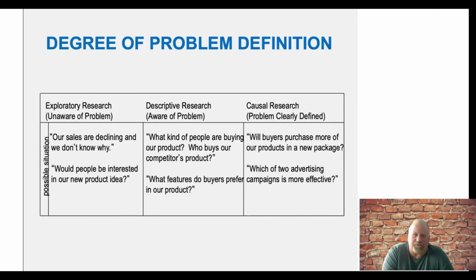So these are examples of the three types of problems: exploratory research, descriptive research, and causal research. Remember, exploratory, some examples of the way we use it: our sales are declining, we don't know why. Descriptive: what kind of people are buying our products? Who buys our products? Causal: will customers purchase more of our products in a new package? Which of two advertising campaigns is more effective? I'd like you to understand the differences in the types of problems we use for exploratory, descriptive, and causal research.